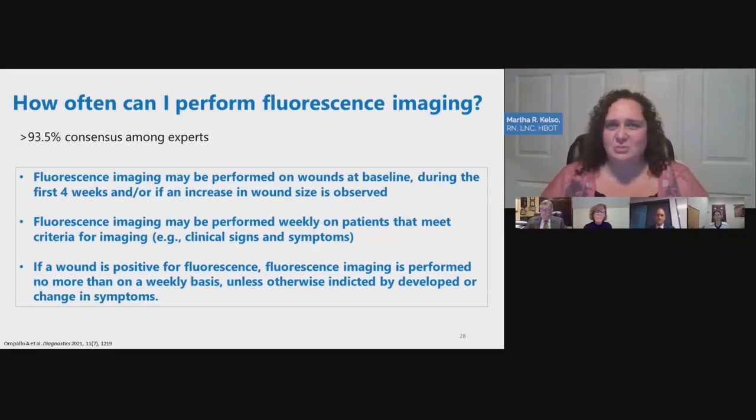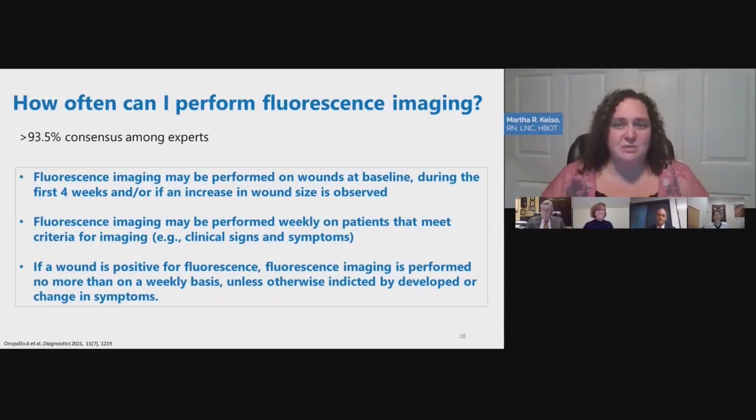Fluorescent imaging can also be performed on a weekly basis, especially for patients that meet criteria for imaging, such as clinical signs and symptoms of infection. And if a wound is positive for fluorescence, we would want fluorescence imaging performed no more than on a weekly basis, unless it's otherwise medically indicated. So obviously, if they're coming back in with a foul, purulent smell that they didn't have previously, and you just saw them on Tuesday, now they're back on Friday with a concern, that would warrant additional imaging or fluorescence to determine if bacteria is present.